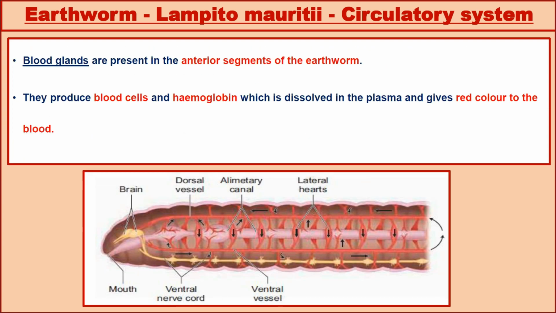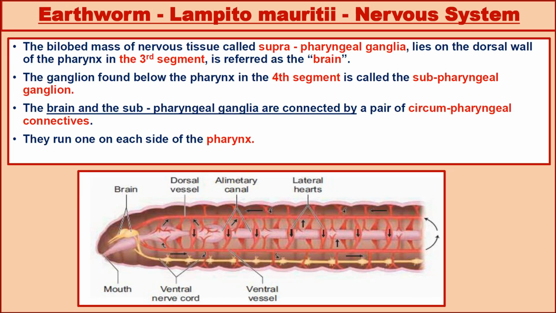The blood glands are present in the anterior segments of the earthworm. These blood glands will produce the blood cells and the hemoglobin, which is dissolved in the plasma that gives the red color to the blood.